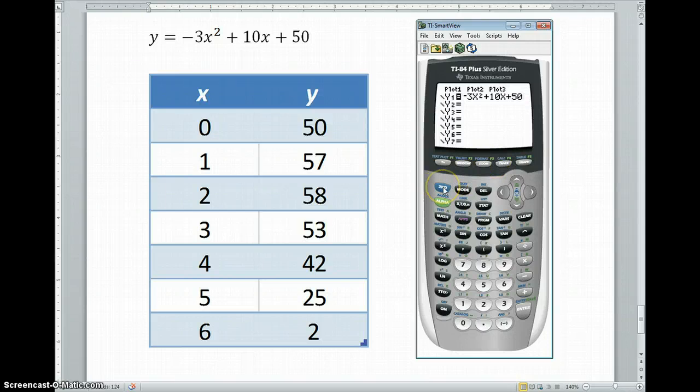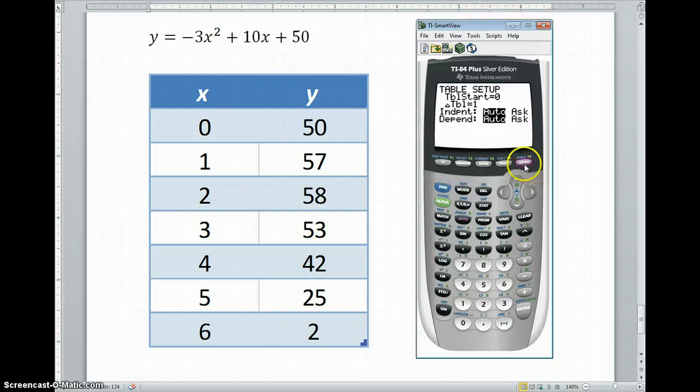So I'm going to set up my table because I want to see the output values. I'll go to second window. My table start is 0, so my x values start at 0. I want them to increase by 1, so the change in table is 1, and I'm going to set both independent and dependent to auto.